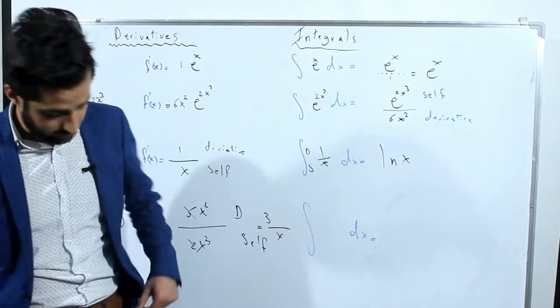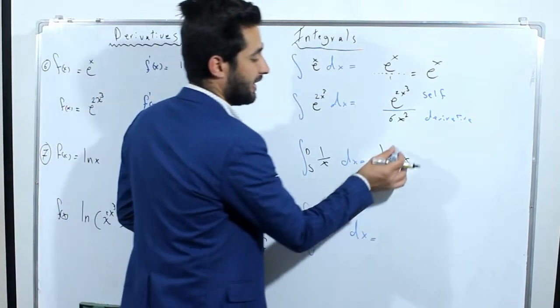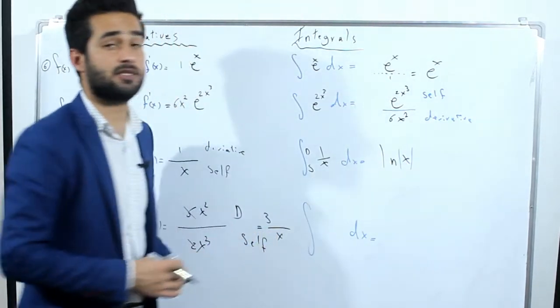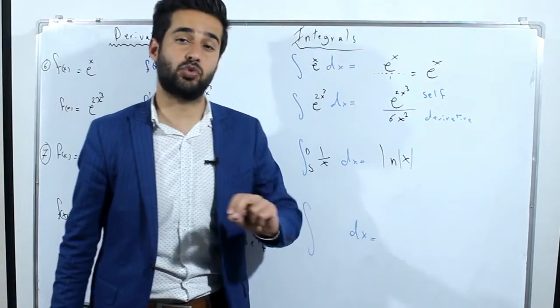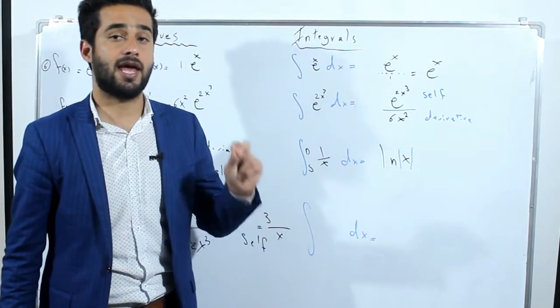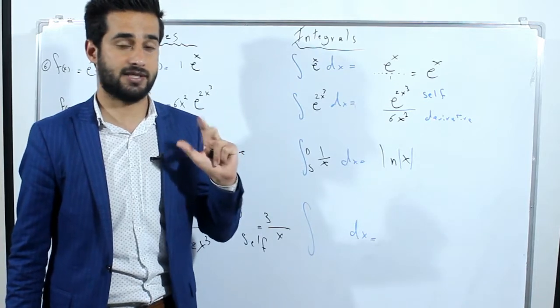But here we have to put an absolute value for this x. Why? Because x must be greater than 0. Okay, x must be positive, guys.